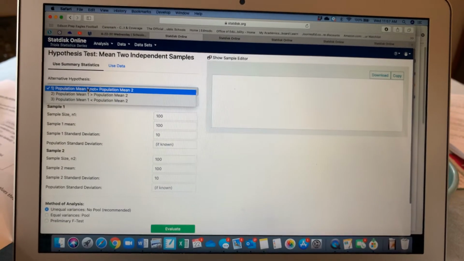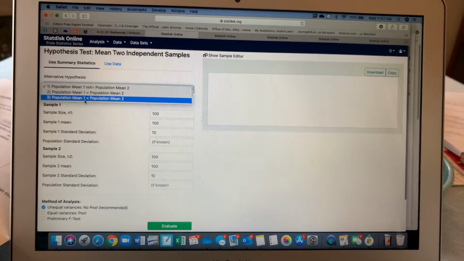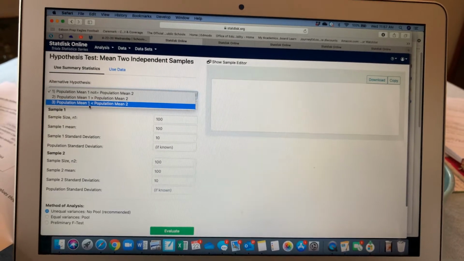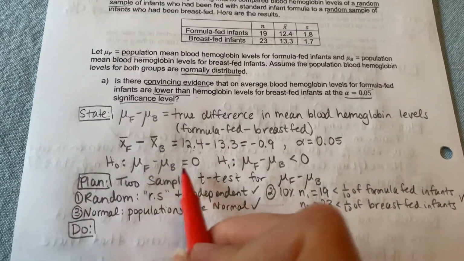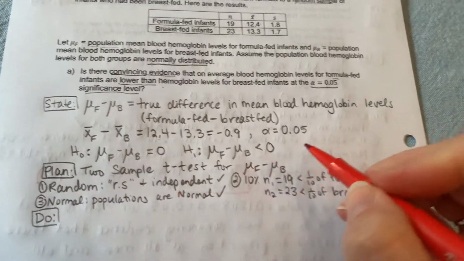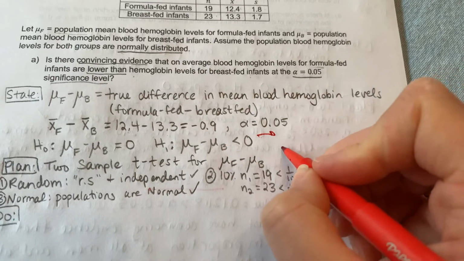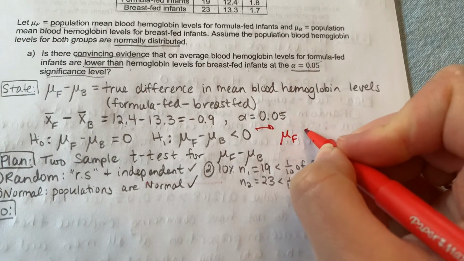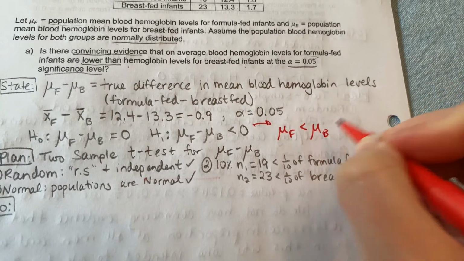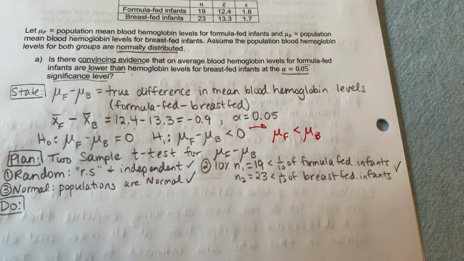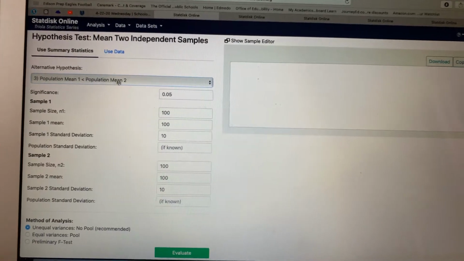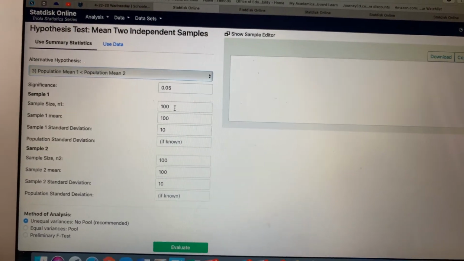So let's get the alternative hypothesis correct. We want the population mean 1 to be less than the population mean 2. If you are confused about this, rearrange the alternative by adding mu sub b to the other side. If I did that, I would have mu sub f is less than mu sub b, right? That's what I'm looking for, formula fed to be less than breastfed. So that is what I'm entering here as my alternative. My significance level is still 0.05.